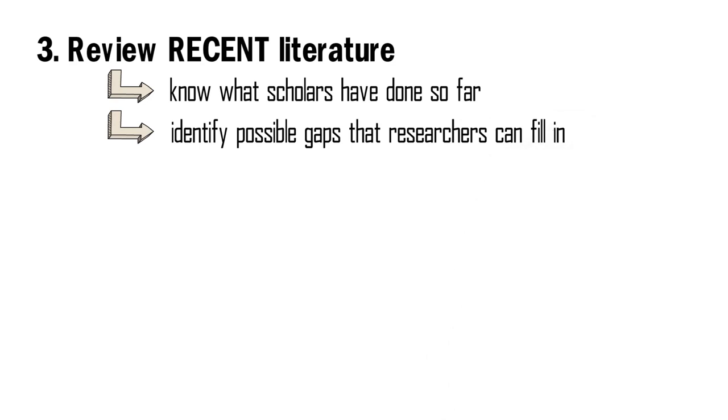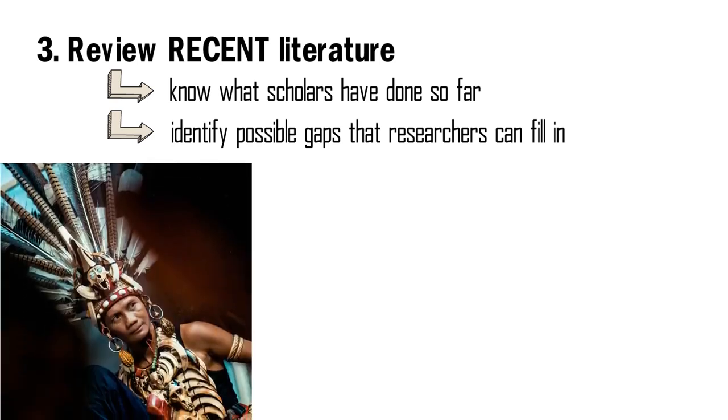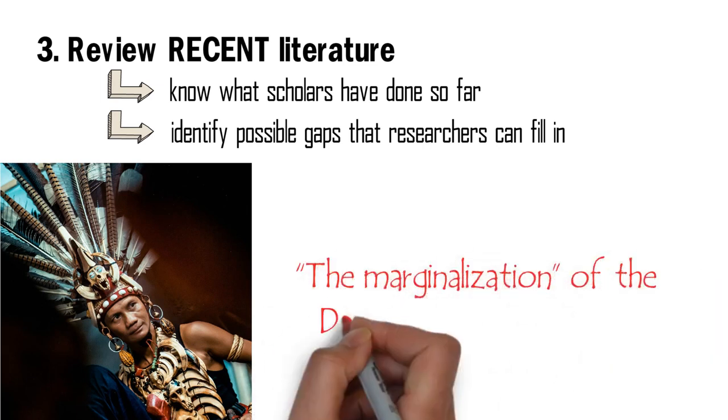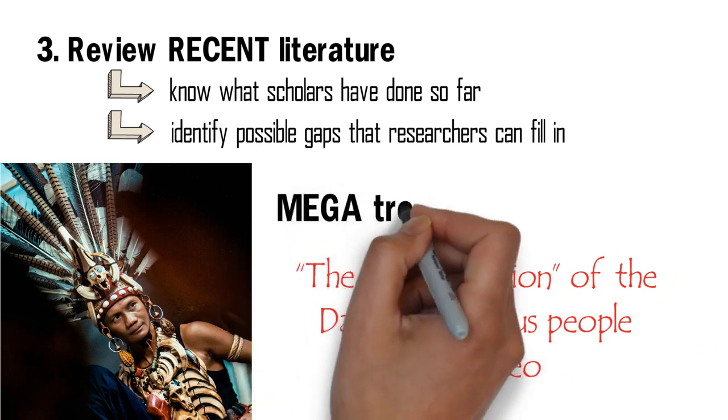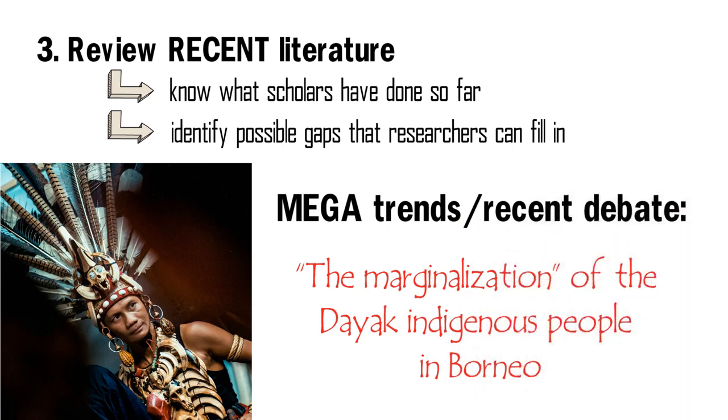For example, if one's discipline or area of specialization is anthropology, and one is passionate about doing research on the indigenous peoples in Southeast Asia, then she needs to review literature on indigenous peoples in Southeast Asia in the last, say, 3 to 5 years. Now, suppose several famous scholars on indigenous peoples in Southeast Asia have published on the marginalization of the Dayak indigenous peoples in Borneo, then this is precisely one of the mega trends or recent debates in this area of specialization.